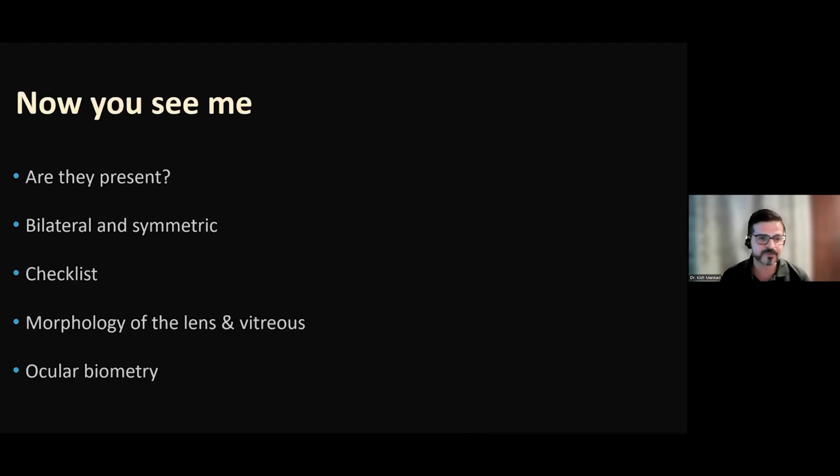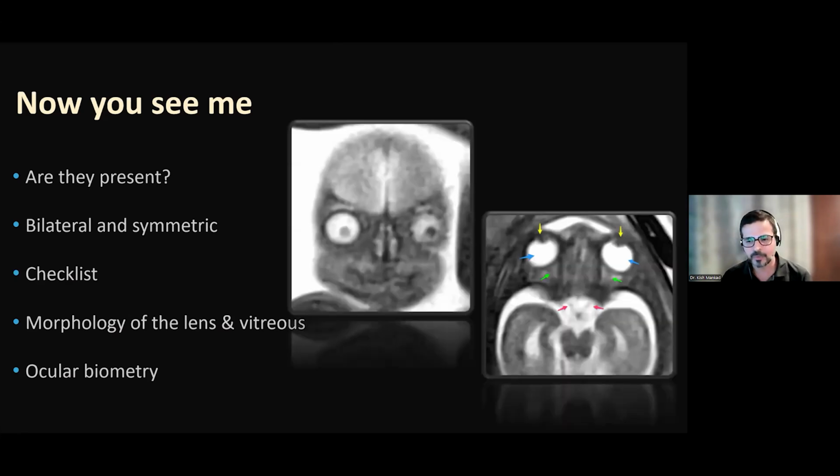The first question that begs, therefore, is: do you see me? Are they even present? Are they bilateral and symmetric? What is your simple checklist? What do the eyes normally look like? Do they have a bit of a windswept appearance? Are they symmetrical? This is a normal shape. What does that mean in the context of a fetus? This is not a distortion of the image.